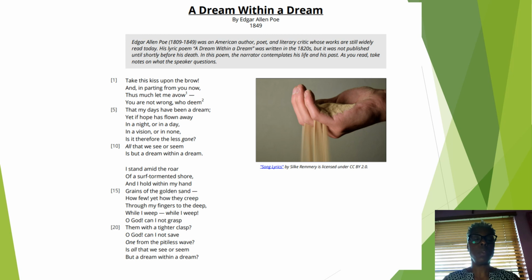I stand amid the roar of a surf-tormented shore, and I hold within my hand grains of the golden sand. How few, yet how they creep through my fingers to the deep, while I weep, while I weep. O God, can I not grasp them with a tighter clasp? O God, can I not save one from the pitiless wave? Is all that we see or seem but a dream within a dream?